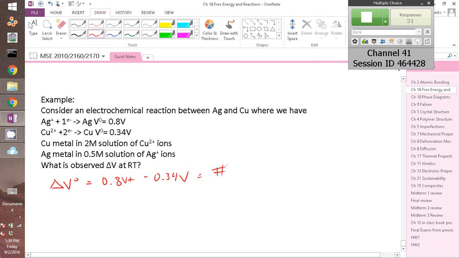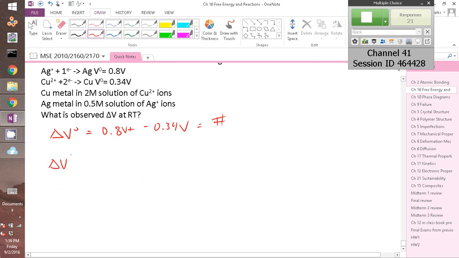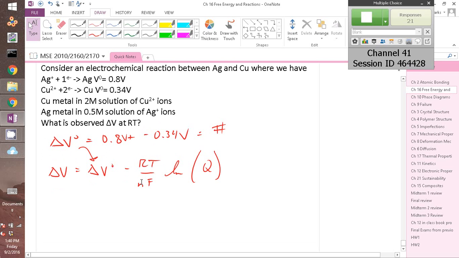We then write out the equation that we're going to use. Delta V, not delta V naught, equals delta V naught minus RT over NF times the natural log of Q. Okay? What is N in this case? N is the number of electrons, and it's got to be 2, right? Because we have 1 electron up here, but we have 2 by the time we flip the copper and add those 2 equations together, since electrons have to cancel out. So that means that this one needs to be multiplied by 2. Otherwise, you won't have the right number of electrons.